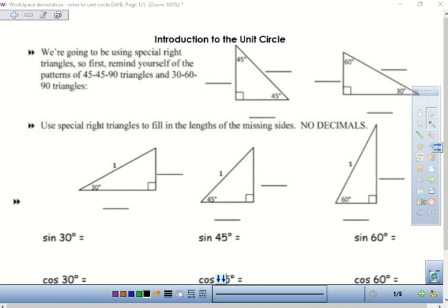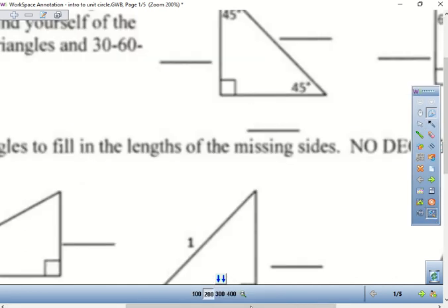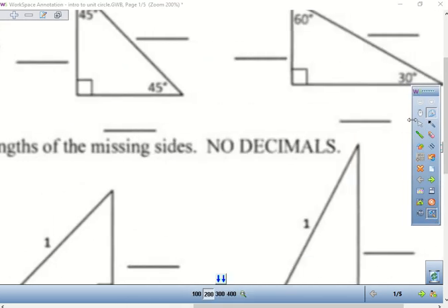And there's going to be different degree measures within that circle, and we're going to talk about those and how it translates to the 30, 60, 90, and 45, 45 triangles. So before we do any of that, let's go ahead and refresh our memory about these special right triangles.